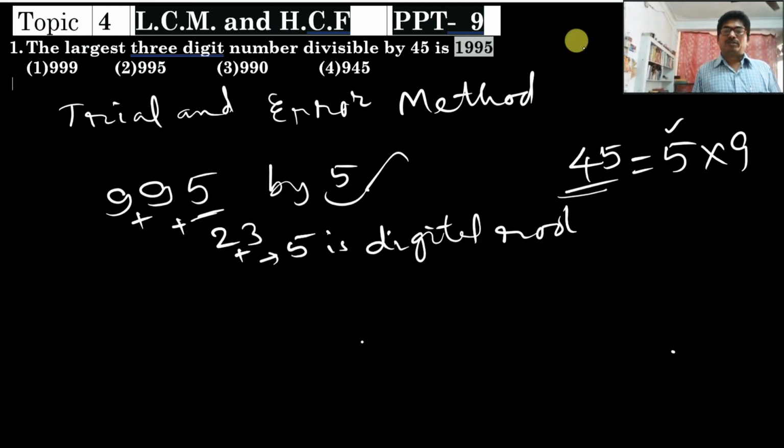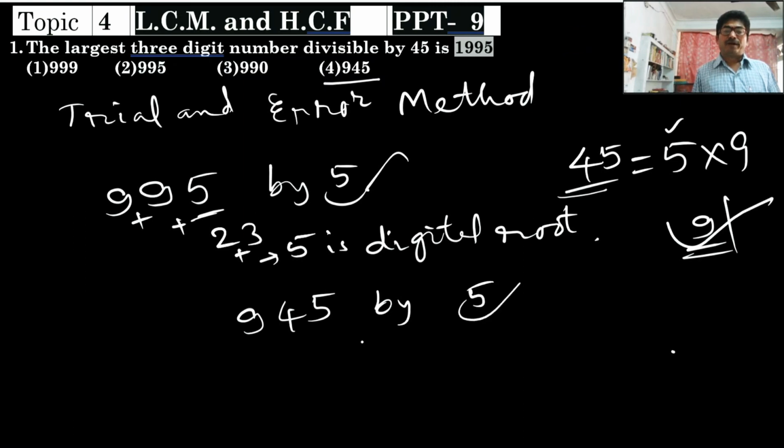If the digital root is 9, then only it is divisible by 9. So this is not exactly divisible by 9. That's why we check the fourth option, 945. This is divisible by 5. Now 9 plus 4 plus 5 is 18, and 1 plus 8 is 9. So this is the digital root.